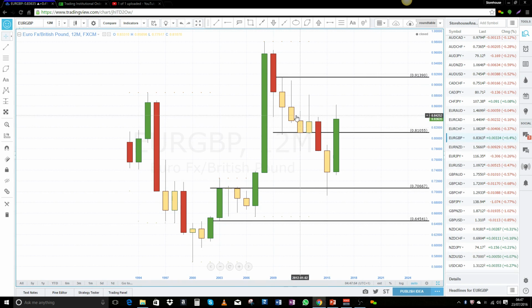This area is not supply by the definition of our rules, because it hasn't done anything to make it qualify as a supply zone, but it's somewhere to be aware of, because the last time price was here, it fell away for 2 years in a row. So it's not somewhere to ignore. It's not a place to ignore.